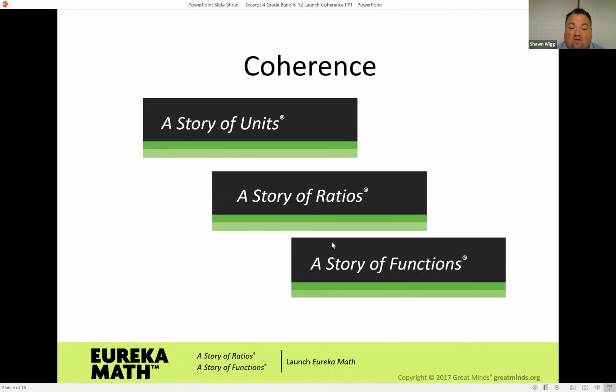This lesson will be about the coherence between a story of units, specifically, and a story of functions when it comes to the area model and tabular method.